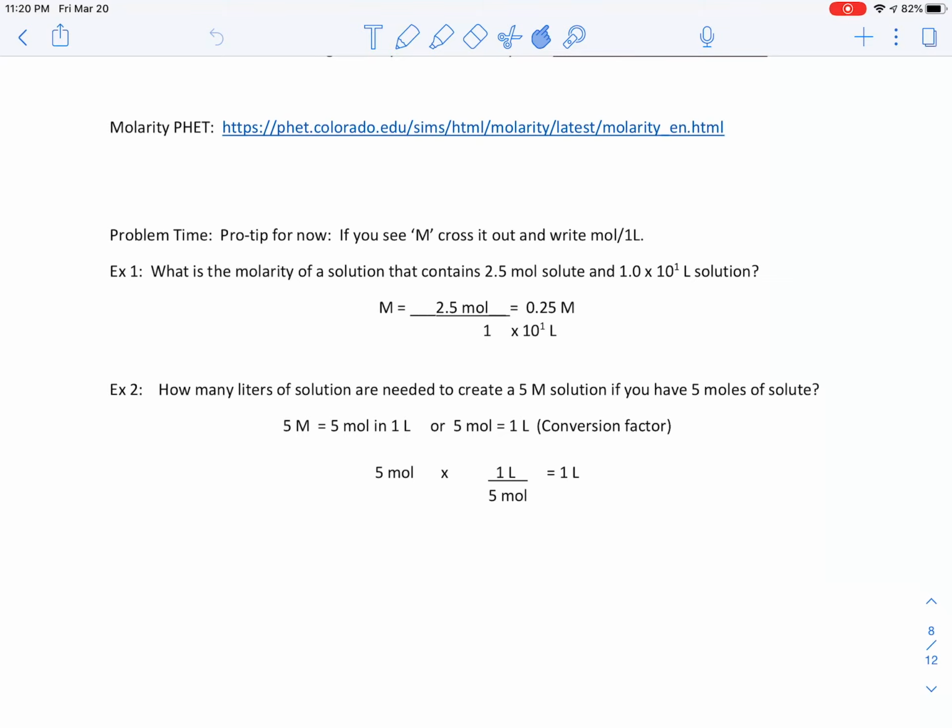Problem time. So let's actually work the problems and get on with everything, right? All right, so pro tip, if you see an M for now, while you're getting used to these units, cross out the M and write it as moles per 1 liter. There's a little typo here, that's 1.0. So here's our first example. What's the molarity? So question mark molarity, that's what we're trying to find. That contains 2.5 moles of solute and that much solution. So we just put them in.